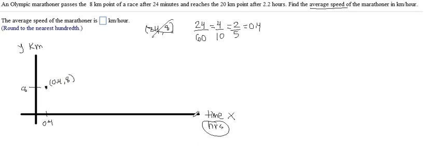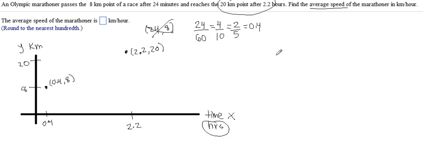The second point on the graph we'll pick out from this information here. After 2.2 hours have passed, we'll say that's about right here, then he reaches the 20-kilometer point of the race. So that's going to be somewhere up here. So that's our second ordered pair, 2.2, 20. Now that we know our two ordered pairs, we'll use the slope formula to figure out what the slope of the line is between them, and that is the average speed of the marathoner.